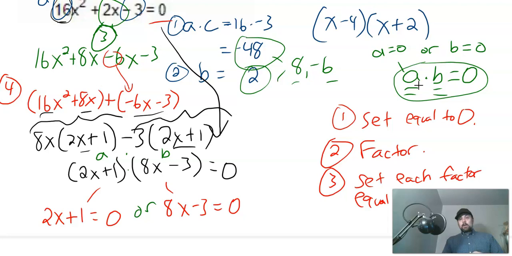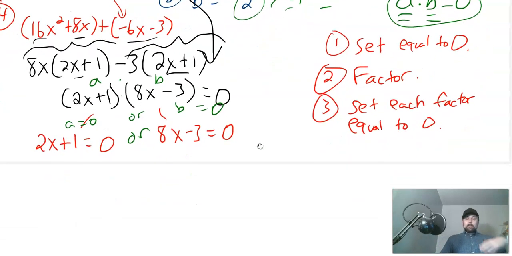So this logic comes into play. The only way for two numbers to multiply together and equal 0 is either for A to equal 0 or for B to equal 0. It's just in this case, instead of A, we have 2x plus 1, and instead of B, we have 8x minus 3. And so we set each factor equal to 0. So again, that's the background information.